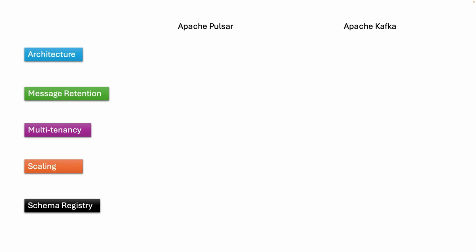So let's begin with the architecture. As you know, Apache Kafka is based on a distributed commit log architecture. It uses a simple set of primitives like topic, partition and consumer group, where producers write messages to the topic, which are then distributed across multiple partitions, and consumers can read messages from these partitions in parallel.